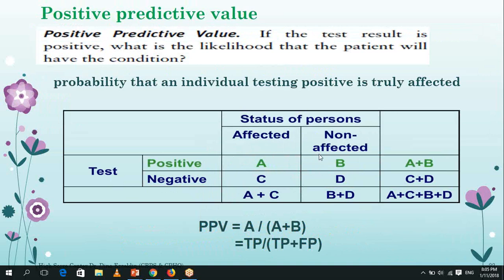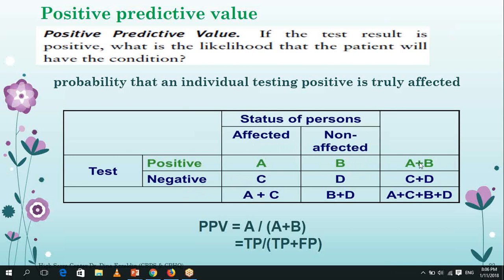Here it's non-affected in the real, but my test gave me a positive result. So it's a false positive. Here in the negative, negative, but he is affected. So it's a false negative. Negative, the test gave me negative, and he is in the real non-affected. So it is a true negative.